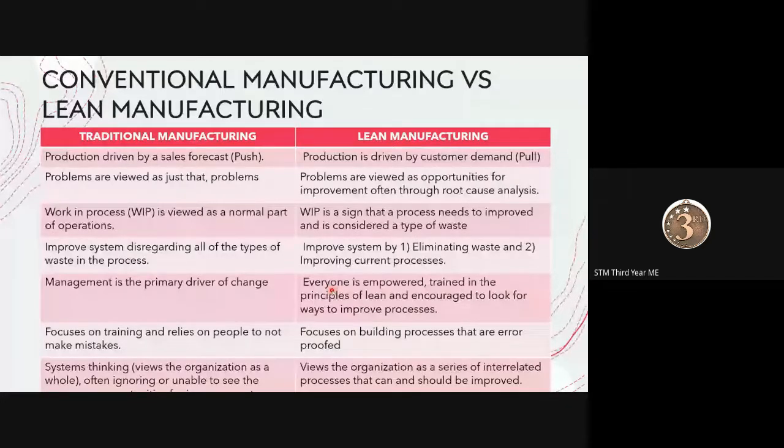First one is production driven. Under traditional manufacturing, production is driven by a sales forecast. So it is a push system. We already know what is a push system. So it is a forecast where we are predicting the customer demand. It may come to this one and we are doing the production under that forecast. That is the traditional manufacturing system. While in the lean manufacturing system, production is driven by customer demand, hence it is a pull system. So the production is done on the basis of customer demand itself. So it is not a forecast but based on accurate results.